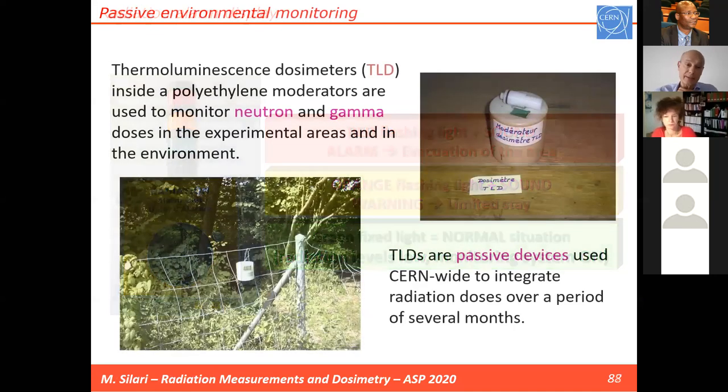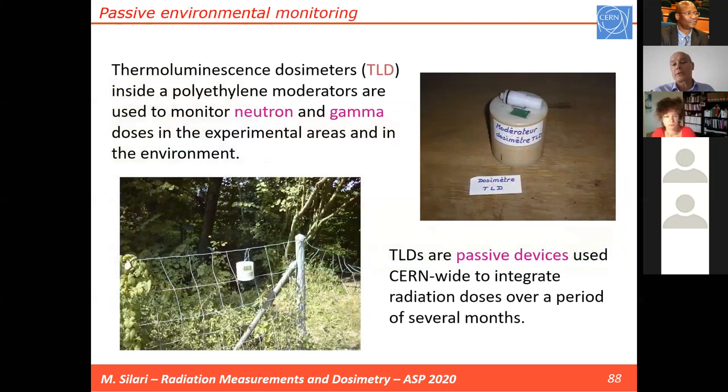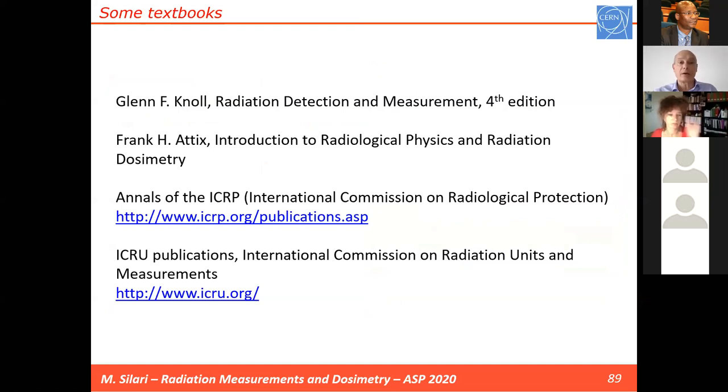And finally, as I said before, throughout the sites and the countryside, we have thermoluminescent dosimeters, which are read typically once per year and are used to get a picture of the overall influence of the site on the environment. And I think I will stop here because the last slide is just a list of some textbooks that you can have a look at and read if you want more information.